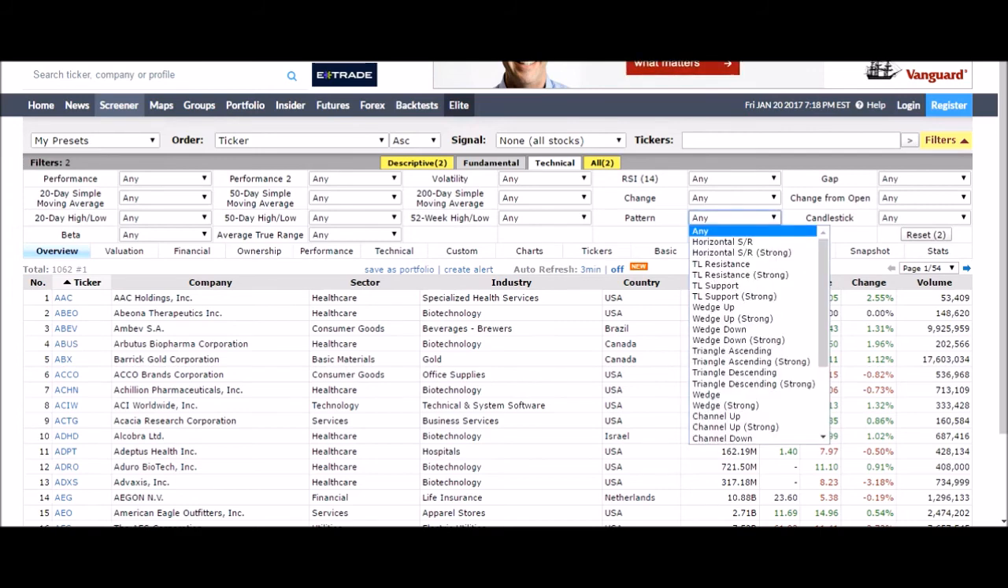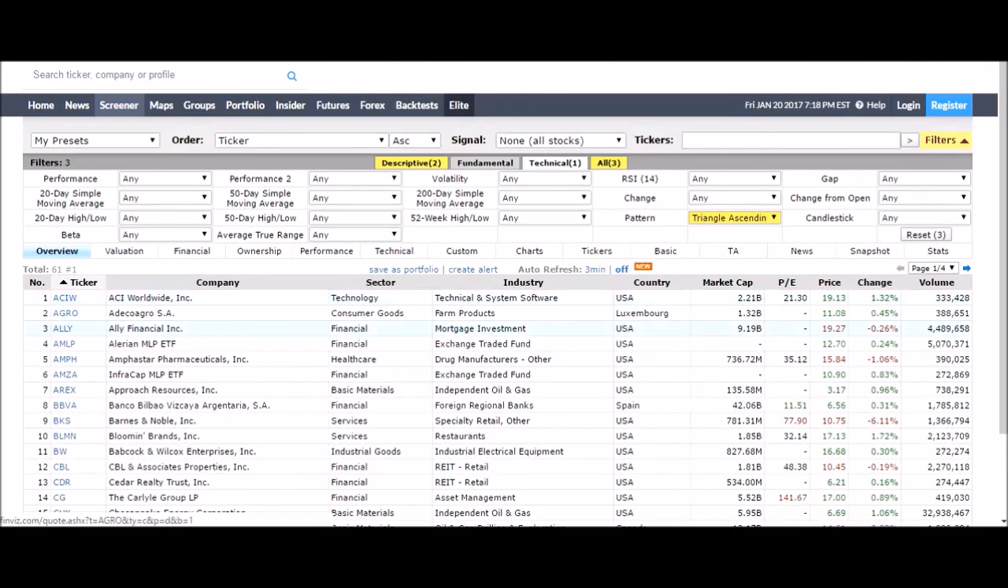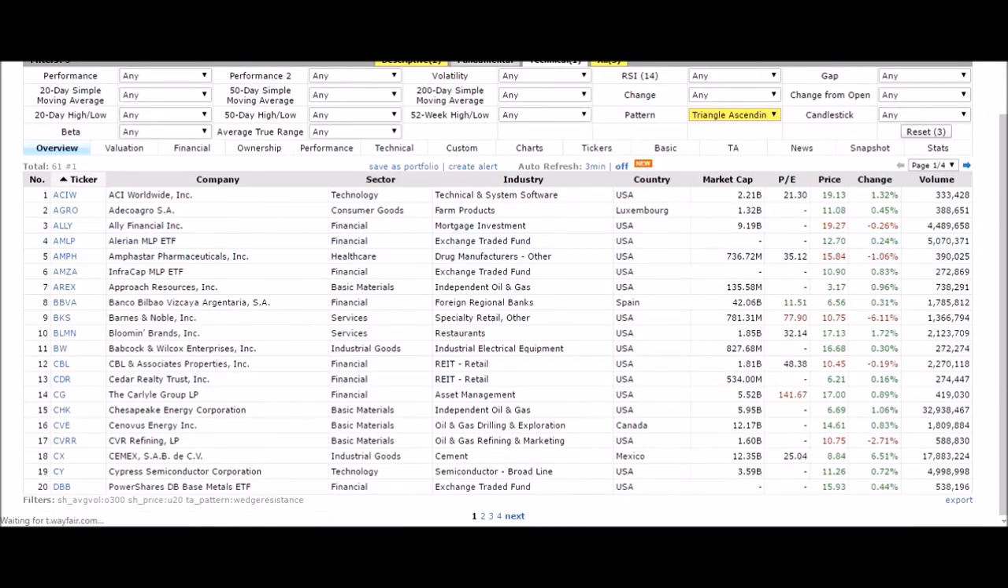If you hit that, it will pull up a predefined triangle ascending scan for you. Just go ahead and hit triangle ascending, and there we go. It eliminates it down for you. So now we have 4 pages.